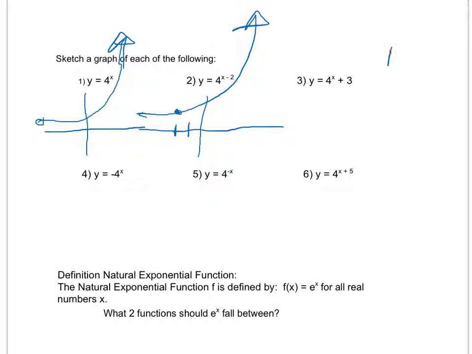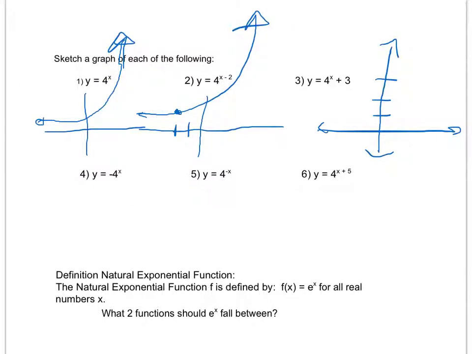On number 3, I'm adding to the outside. Remember, if I add to the outside, that shifts my function up. So I'll go up 1, 2, 3. Now when I move up 3, I will have a y-intercept instead of at 1 at 4. And instead of having a horizontal asymptote on my x-axis, I'm going to have a horizontal asymptote moved up 3 as well. So my horizontal asymptote, moving that up 3, is going to be right here. And then I draw my function in, and again it looks the same, just shifted.